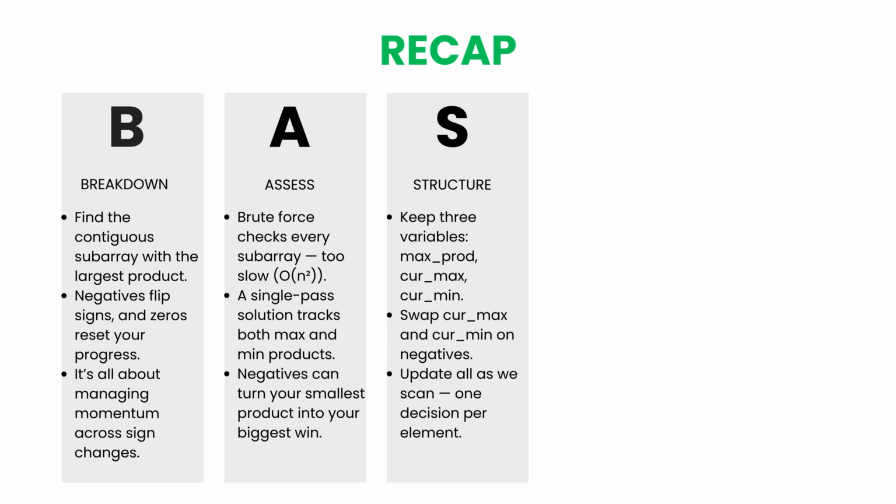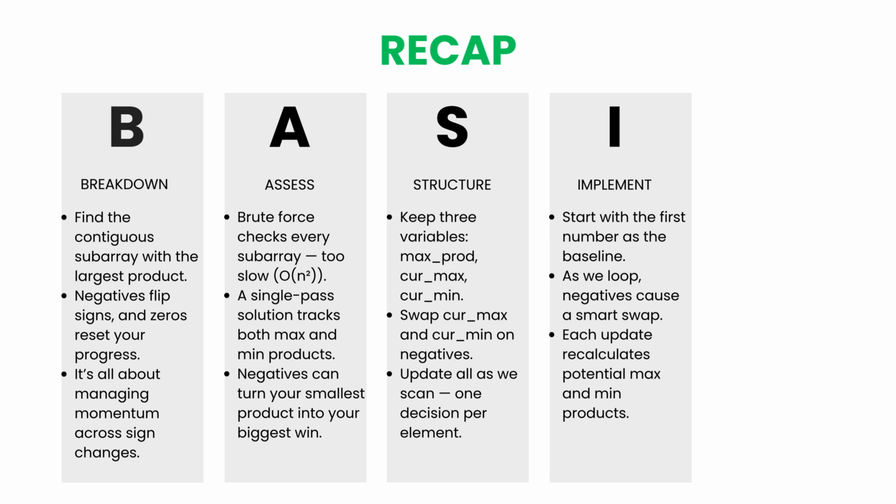Structure recap. Our logic revolves around 3 values: the global maximum product, the current maximum, and the current minimum. As we move through the array, if we hit a negative, we swap the current max and min before updating them. Each new number becomes a decision point. Do we start over or multiply to extend the existing chain?